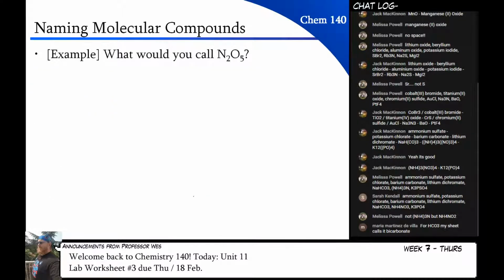So let's do some examples here. This is slightly different than the one I did in the previous slide. What would you call this? Well, first, name the elements. Name the second one with ide. And then we do the numbers. So 2 is di, and 5 is penta. I don't want to get AO, so we'll get pentoxide.